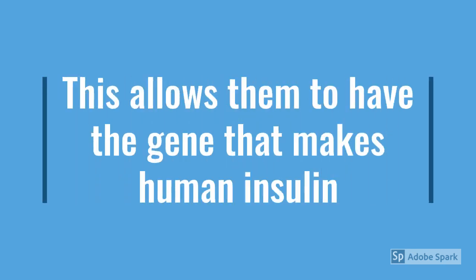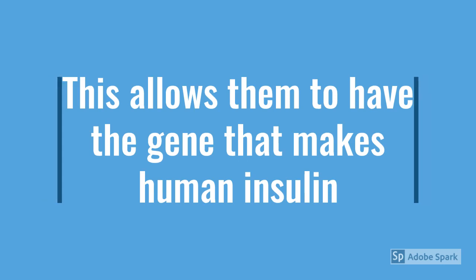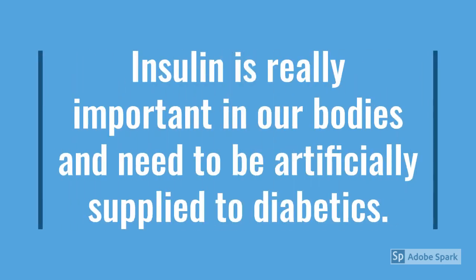Usually, bacterial cells produce something called toxins, but by genetically modifying them, we can make them produce insulin. Insulin is basically a hormone that lowers your blood sugar levels, and so it's really important. Type 1 diabetics have problems with producing insulin, and so they need to be artificially given insulin. This is where genetic modification comes into play.